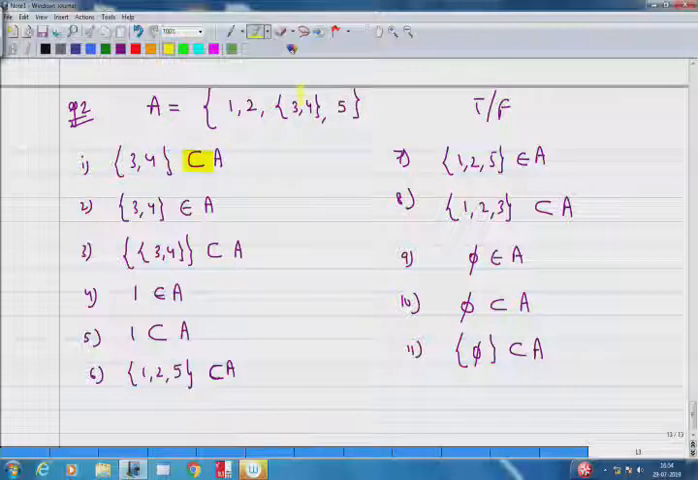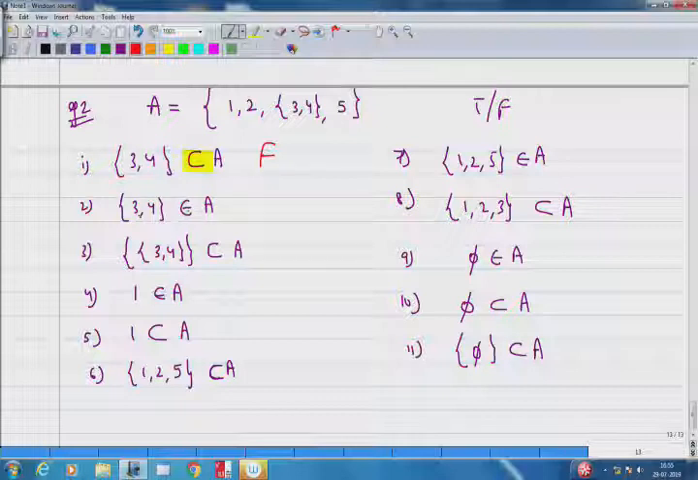So 3, 4 is already present with the parenthesis in this one. And if you are writing subset, you remember that subsets are written with curly braces, but this 3, 4 is not written with curly braces. So this one is false, because it is not written with curly braces. There should be curly braces outside this 3, 4.